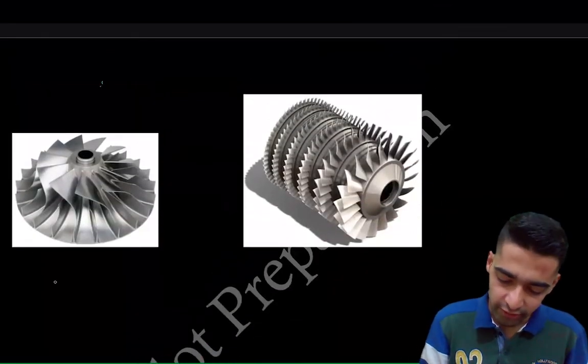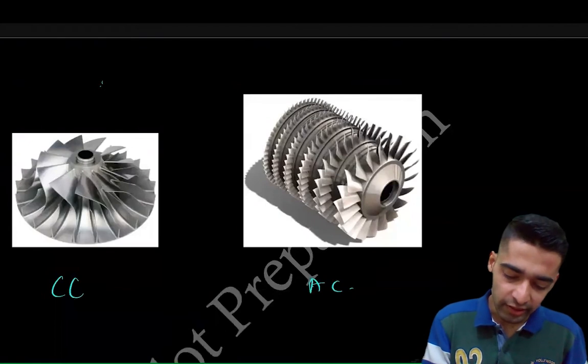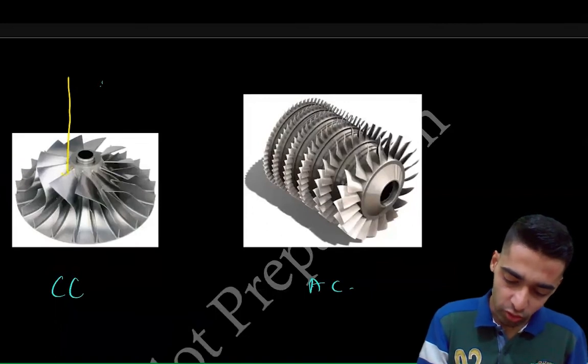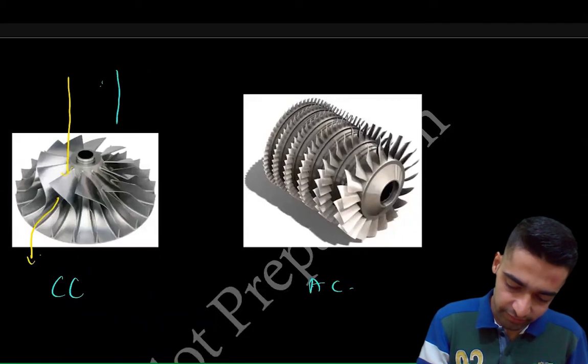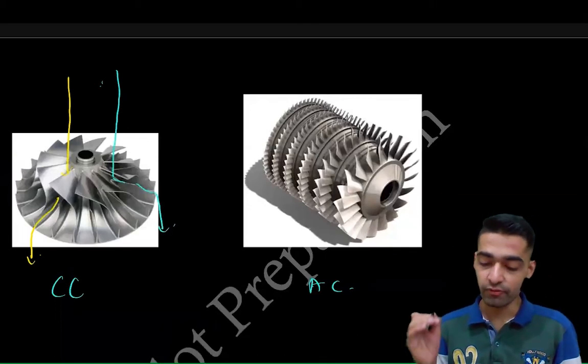So this is the centrifugal compressor and this is the axial compressor. In the centrifugal compressor, the air inlet comes like this and it hits the eye of the impeller. Then it goes like this and it goes down. So this is how the centrifugal flow type compressor works.